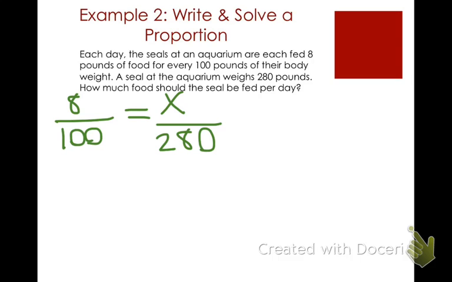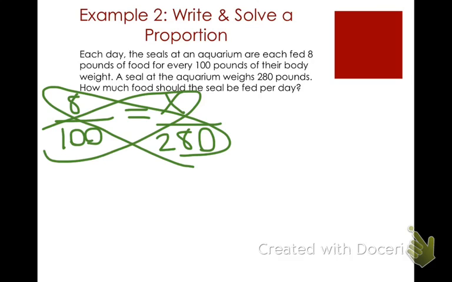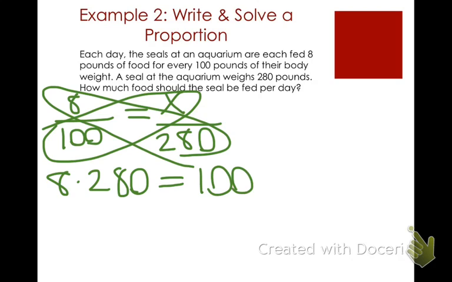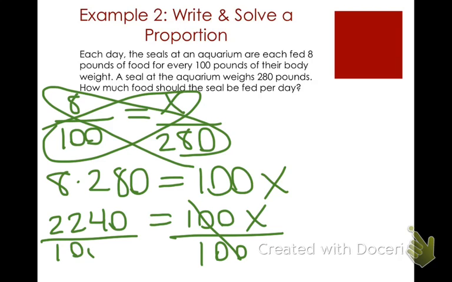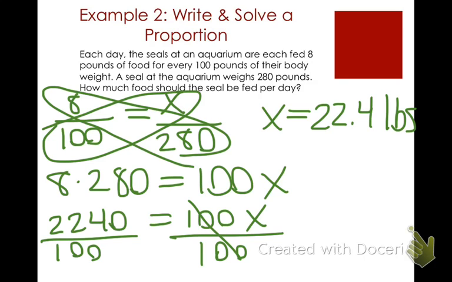So now that I have it set up, I'm going to do the same thing to solve. 8 times 280 is equal to 100x. Well, 8 times 280 gives me 2,240. And now to solve for x, I just divide by 100. And the 280-pound seal has to get 22.4 pounds of food. And again, I could check that. My ratios should match up, and also my equation should match up.